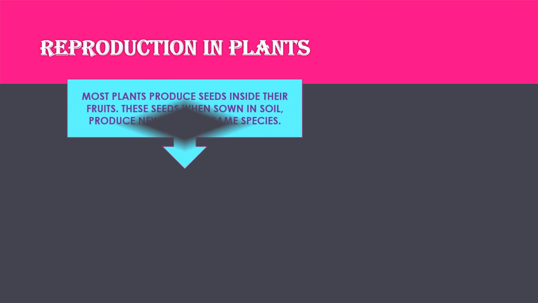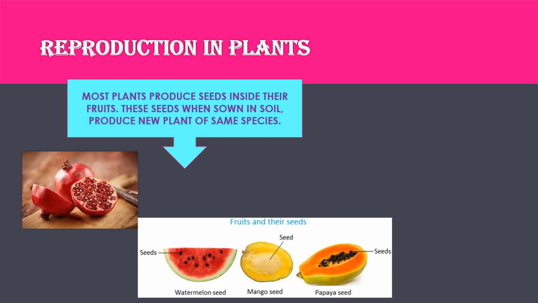Reproduction in plants. Most plants produce seeds inside their fruits. These seeds, when sown in soil, produce new plant of the same species. So most of the fruits that we consume have seeds inside them, like pomegranate, we have watermelon seeds, we have mango seed, we have papaya seed, we have apple seed.